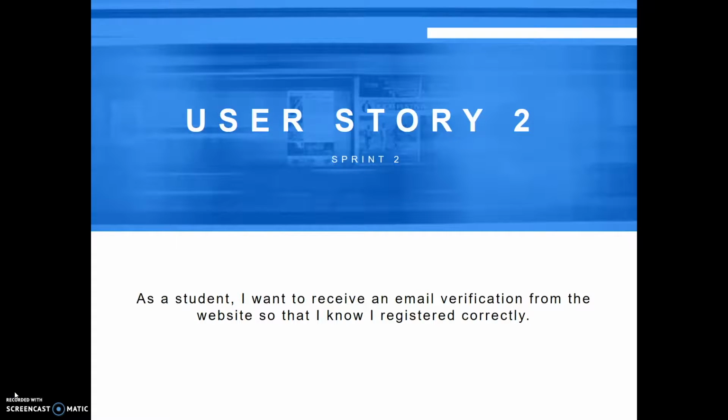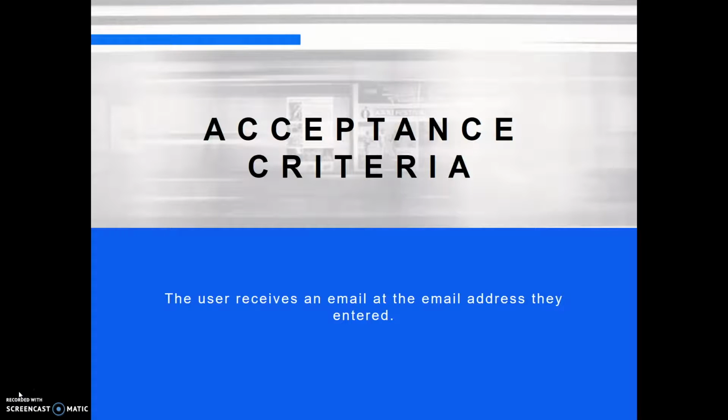For my second user story, as a student, I want to receive an email verification from the website so that I know I registered correctly. The acceptance criteria: the user receives an email at the email address they entered.